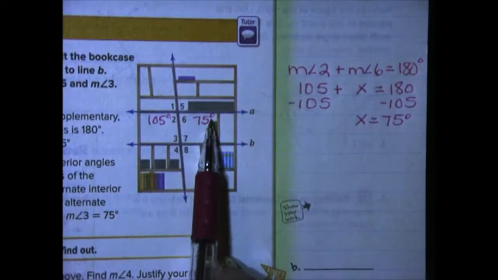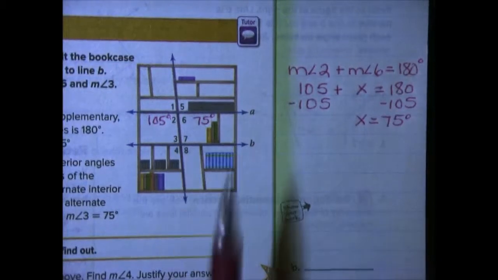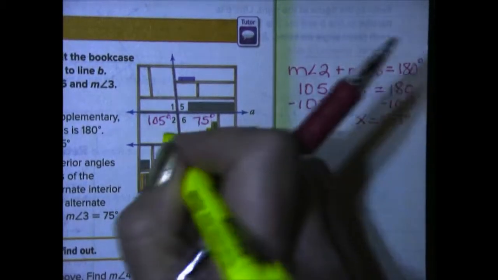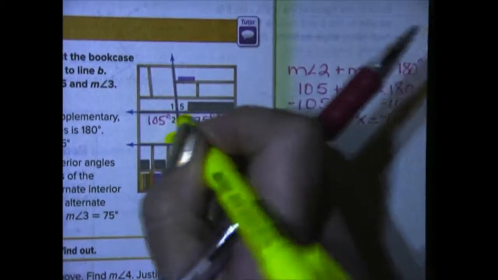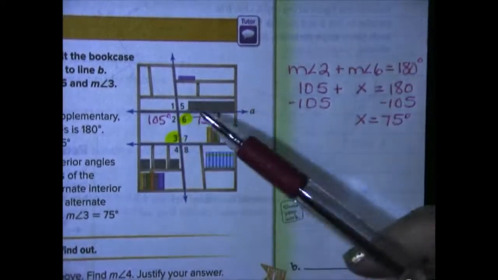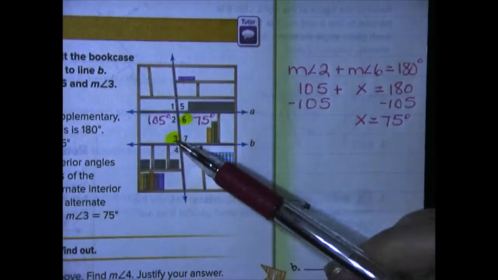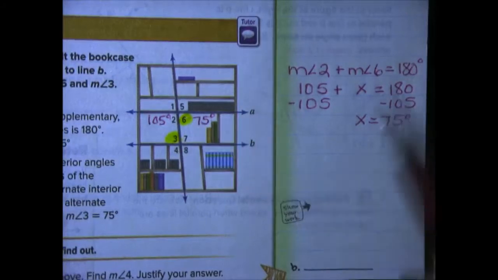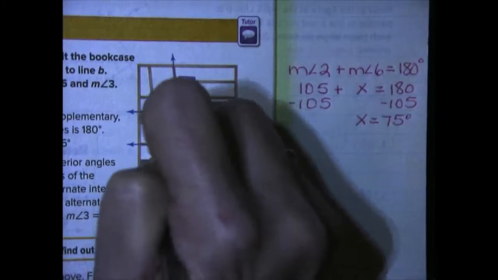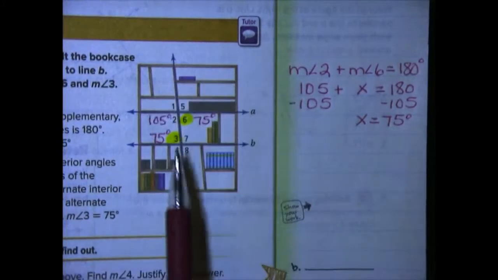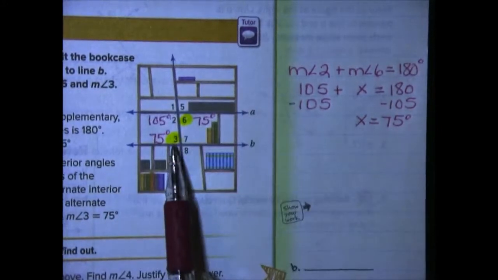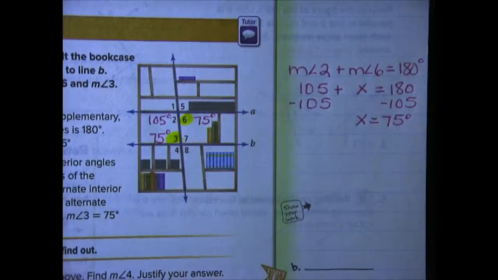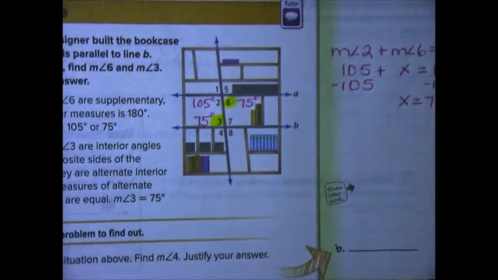Now we need to find the measure of angle 3. So measure of angle 3, here is 3. We know 6, and if we look, they sit on opposite sides of the transversal inside the parallel line, so they're alternate interior. Alternate interior angles are congruent or equal, so we should know that the measure of angle 3 is also 75 degrees. Now, that is all explained to you right here in the explanation. You can look at that again if you need to.